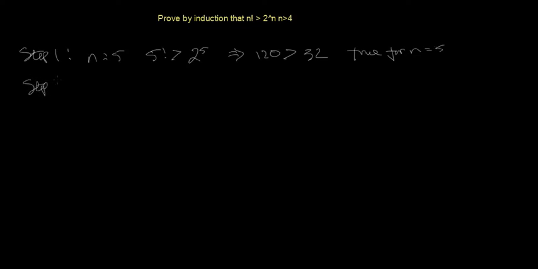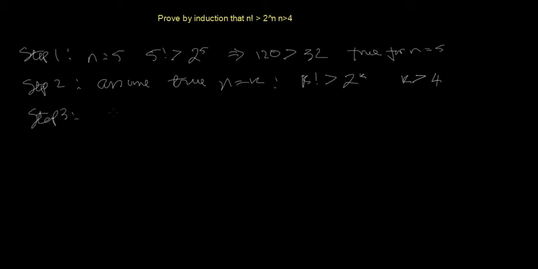Step 2, we're going to assume that it's true for n equal to k, which means that k factorial is greater than 2 to the power of k, again for k greater than 4. Step 3, I like to write to prove that k plus 1 factorial is greater than 2 to the power of k plus 1. Okay, as I said the last time, let's start with the assumption.